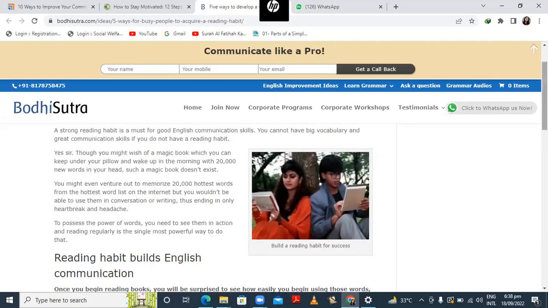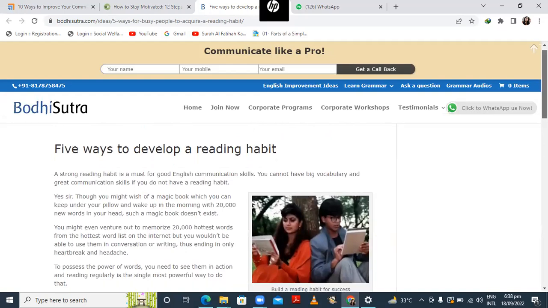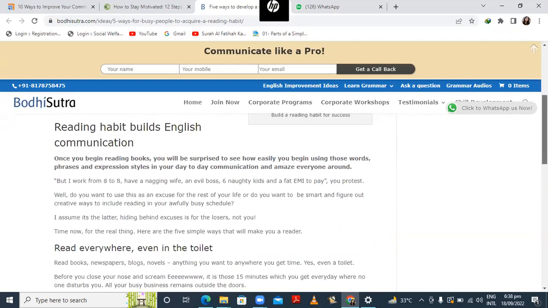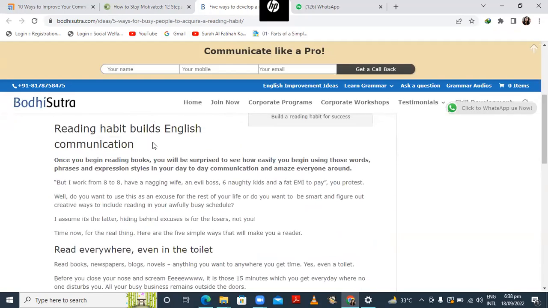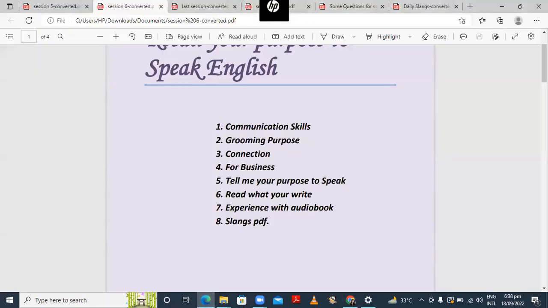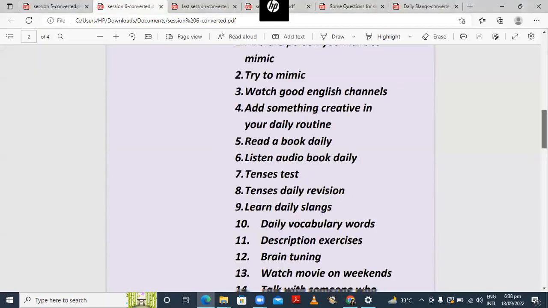I will share this blog post. You can read one paragraph from this blog post on a daily basis. Like by tomorrow, you can read this and explain in your own way what this paragraph is conveying to you. You got it? Tell me, you got it? Is it clear?